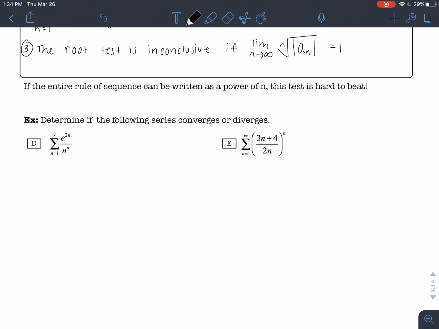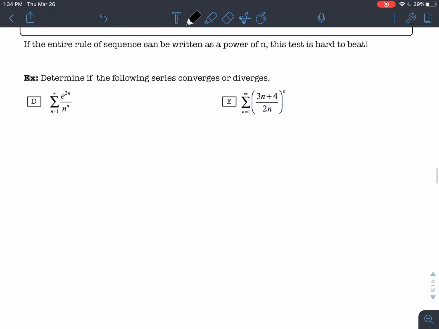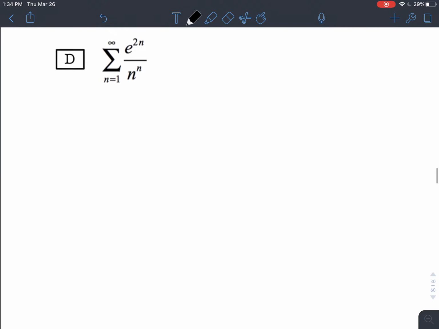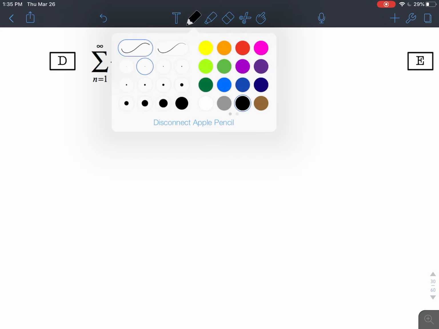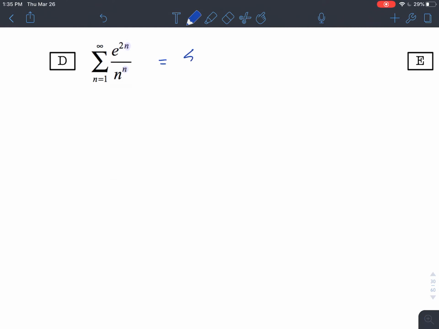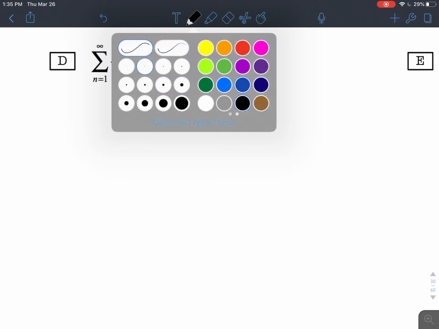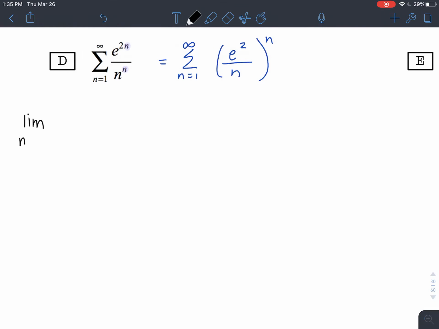So if the entire rule of the sequence inside of the series is written as a power of n, this test is probably the golden one for you. It's really hard to beat this one if you have a power of n inside of your sequence. Okay, so let's go ahead and try the root test with these two examples. We have powers of n inside of our sequence, and we can even rewrite this as the sum from 1 to infinity of e squared over n all to the n power. You could pull that exponent of n out, and I think I'm going to use that version because it seems like it's going to be a little easier.